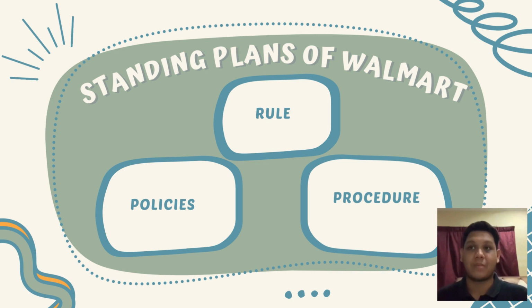The next one is procedures. Procedures are detailed instructions on how to carry out a task. For instance, Walmart has procedures in place for dealing with customer returns. And last but not least, it's rules. Rules are detailed directives that must be complied with. For instance, Walmart has a rule requiring name badges for all employees.